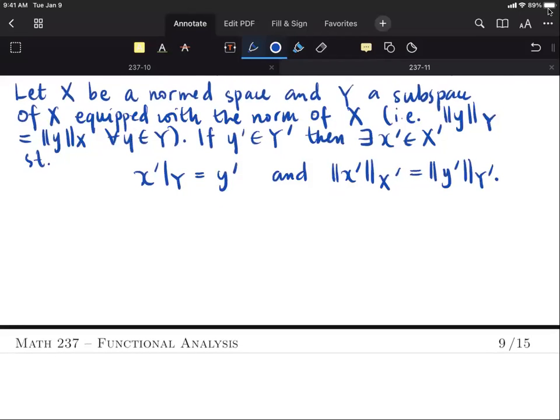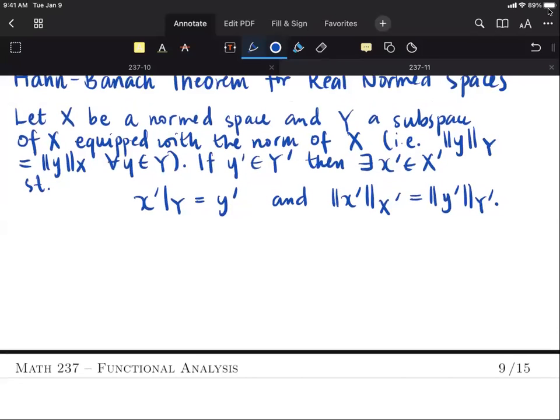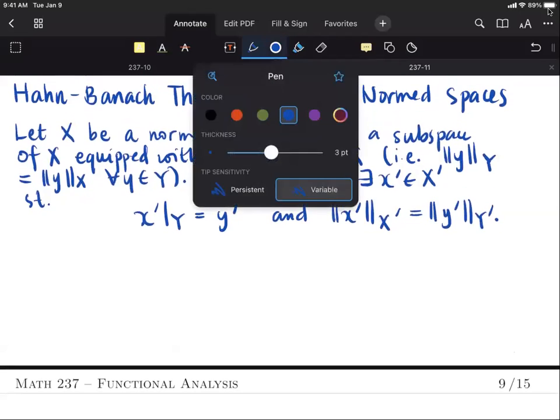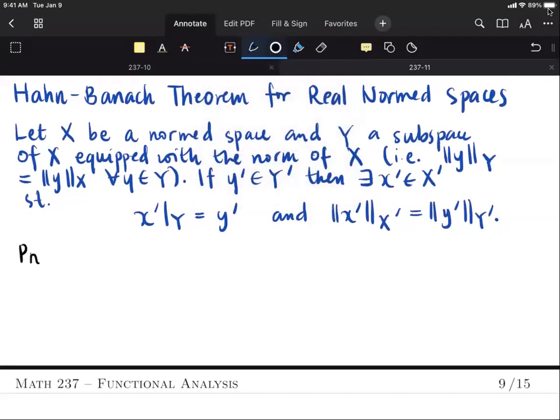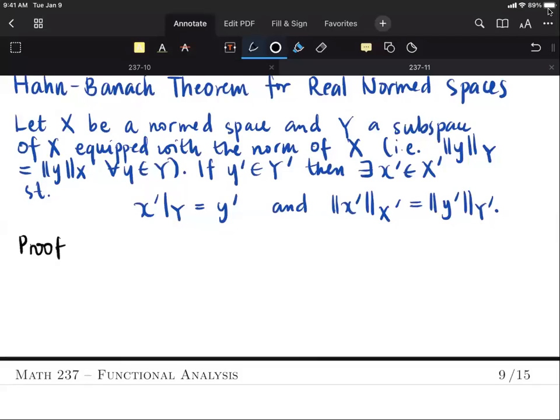So in other words, a bounded linear functional on a subspace can be extended into the whole space, and the extension has the same dual norm with the given element y prime. So we will prove this using the Hahn-Banach theorem for real vector spaces.